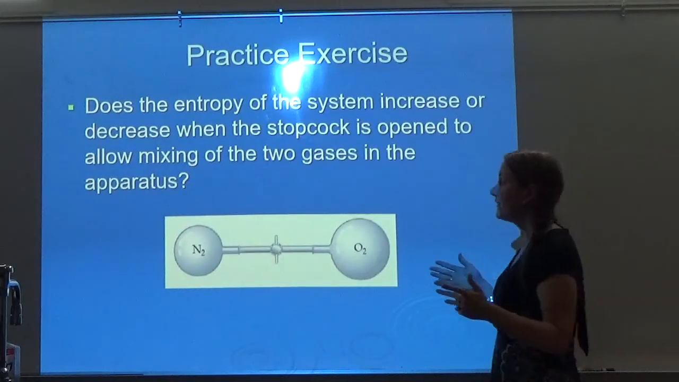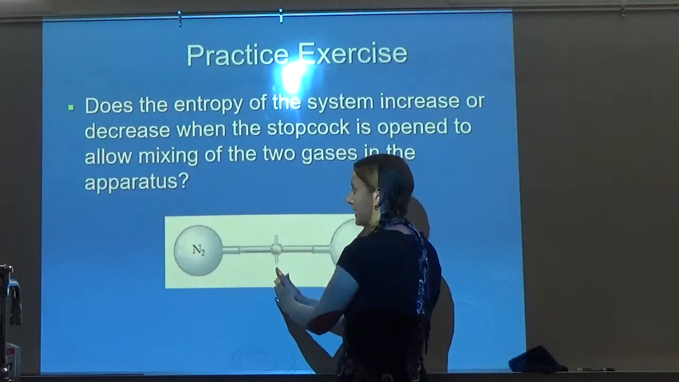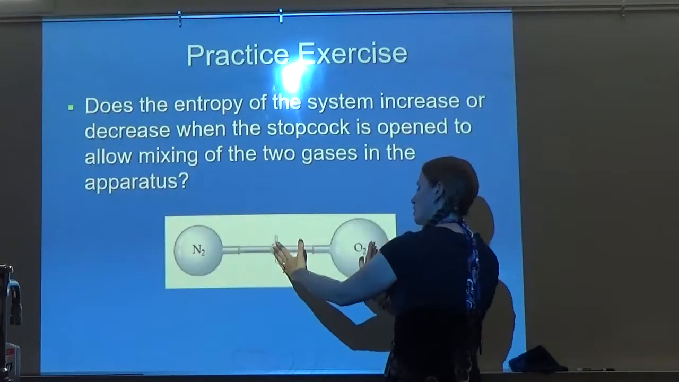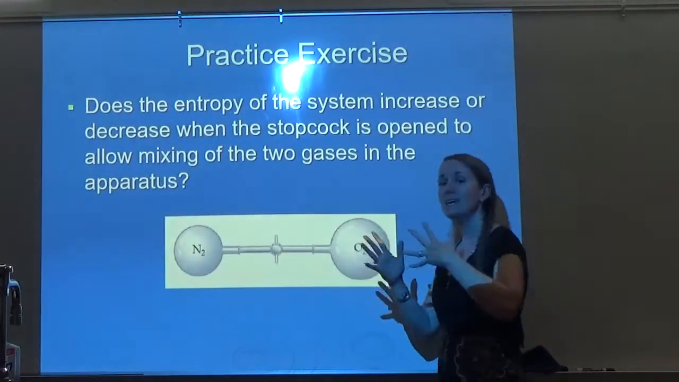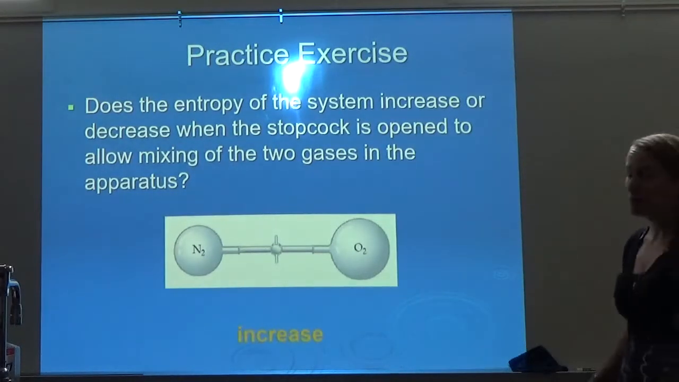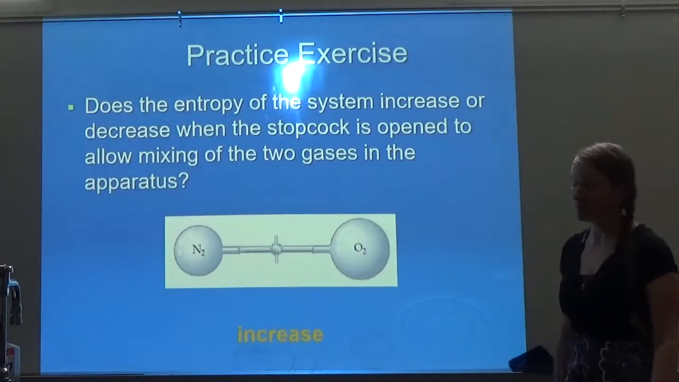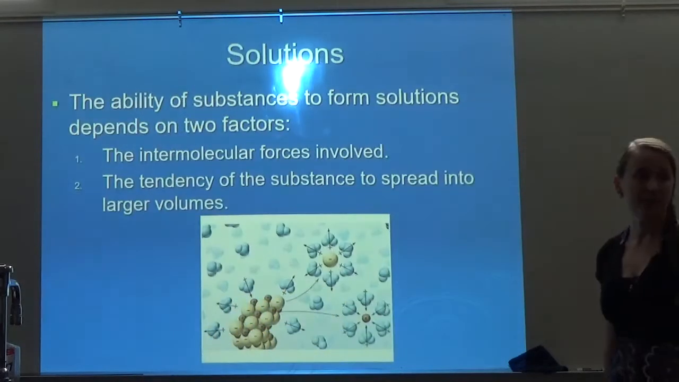So pause it, try it, I'll assume you've done that. So once we allow the two gases to mix, now it's not as orderly. It's orderly right now. I have nitrogen on this side, I have oxygen on this side. Once I allow it to mix, that increases the randomness. So your entropy would increase. So hopefully you got that right.